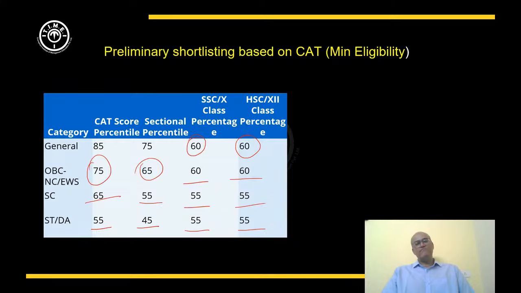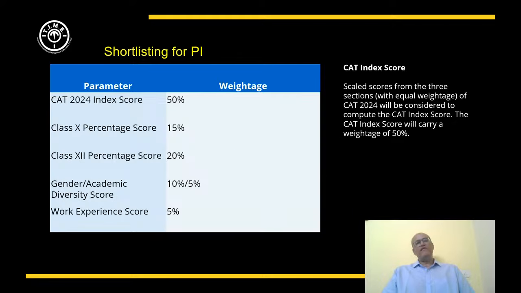This is absolutely mandatory. If you miss the percentage of marks required in SSC or HSC, 10th or 12th, you will not be considered for admission process by IIMK. Those who clear these will be moving ahead with a shortlisting for the PI phase.